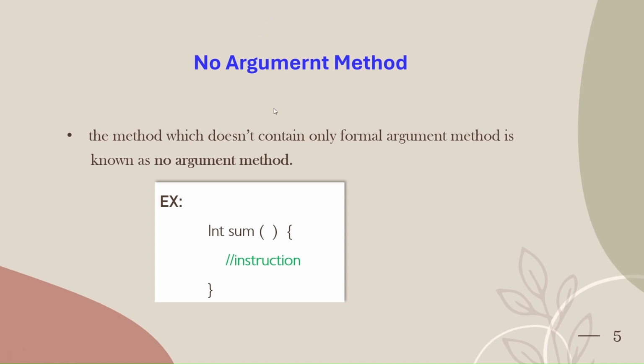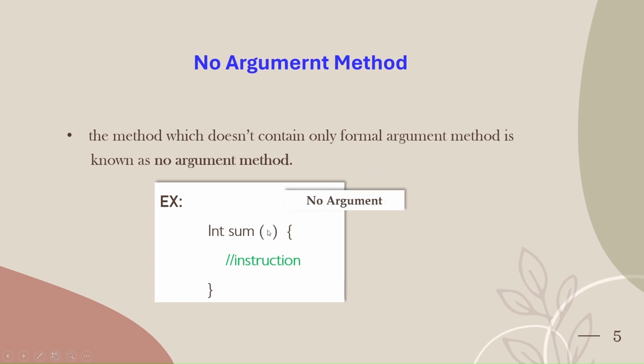I hope you understand the no argument method in Java. If you don't, you can listen again because it's just a simple thing: int sum, and inside the parentheses we don't create any variables. That is why it is considered a no argument method in Java. The method type is int, so it will return int type data. So next one is parameterized.